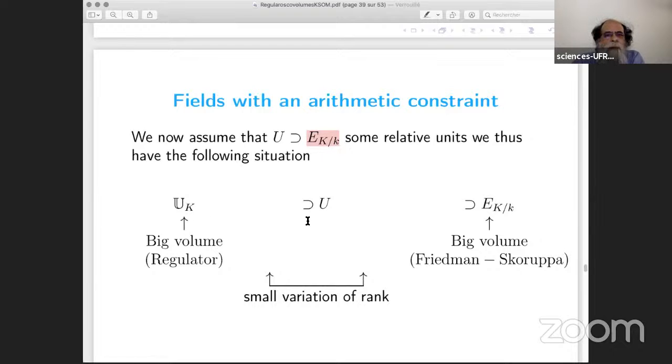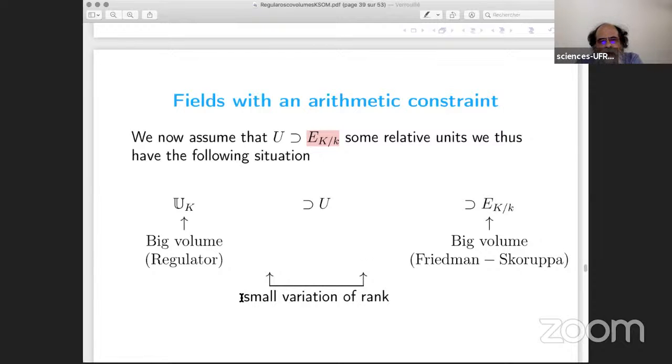So you have a big volume. Here you have a big volume. This is Friedmann's Europa, and you have your U which is sitting in between. So you don't know, the volume could drop. It happens in lattices that you have a bigger thing which is inside two things with big volumes, but has a small volume inside, because you have some angle issues.